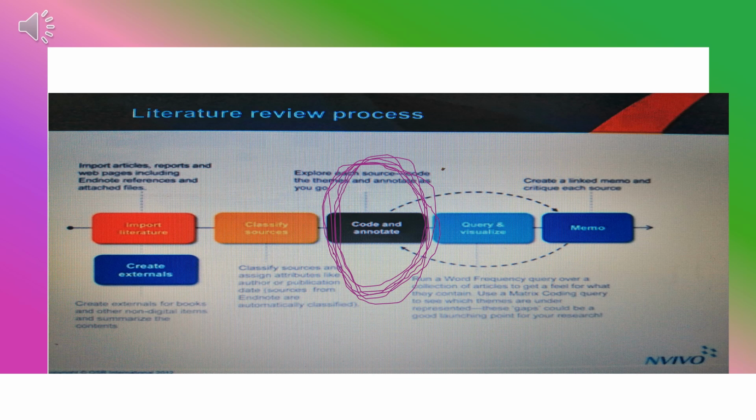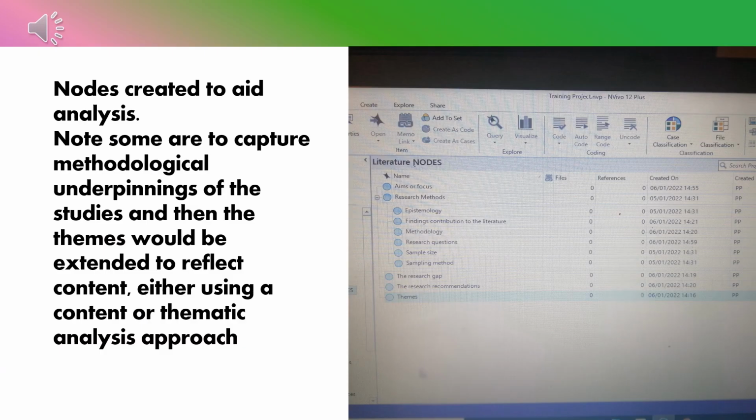So we now move on to code and annotate. Remember, what you're doing is coding and annotating your data, and your data in a literature review are your journal articles or other literature sources. We've created a number of nodes, and I thought carefully about what kind of nodes would be useful for a literature review. So we've got aims and focus. This is where you would take the text in the paper that describes the aims and focus of that paper.